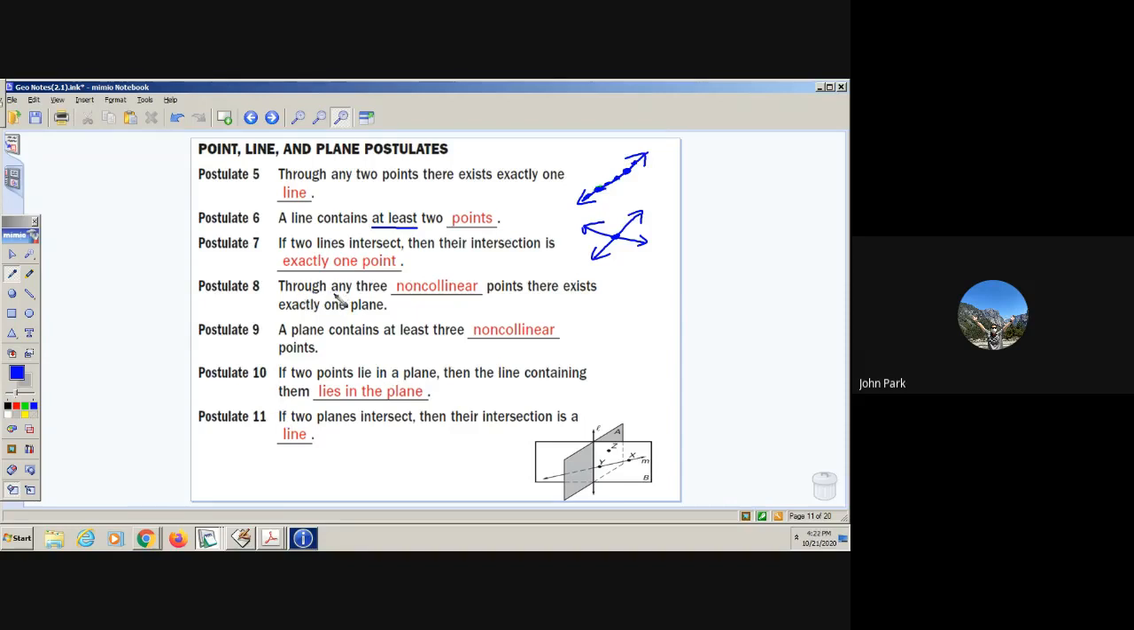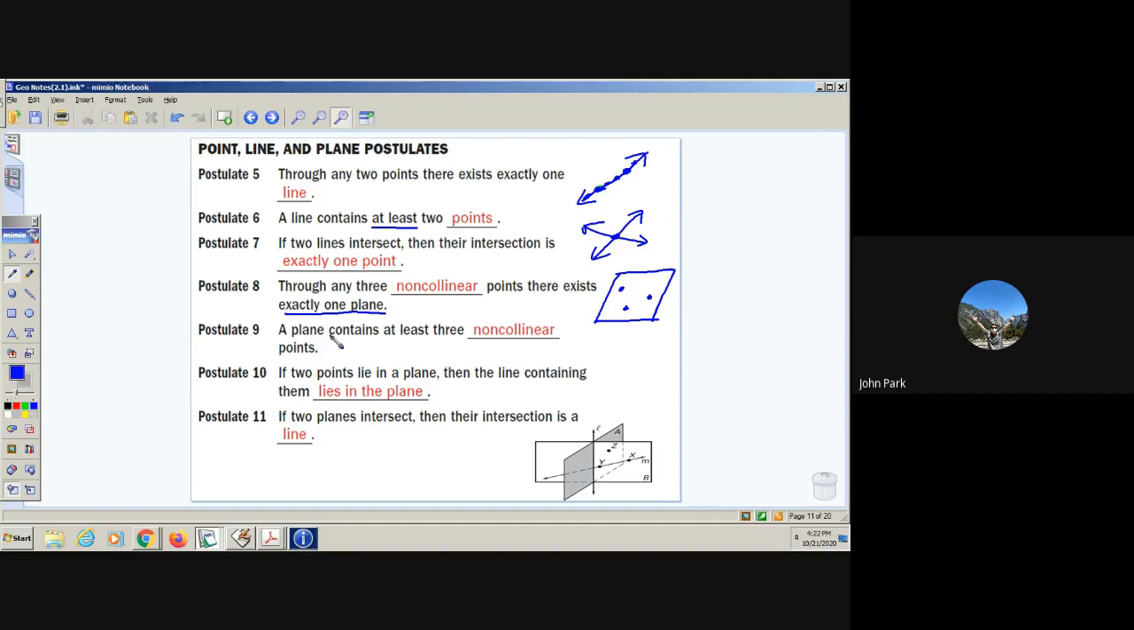Postulate number 8: through any 3 non-collinear points, meaning not on the same line, there exists exactly 1 plane. So if you have a point here, and then you have another point, and a third point that is not on the same line, there's one plane that's going to contain all three of those points. So there's exactly one plane that has three non-collinear points altogether.